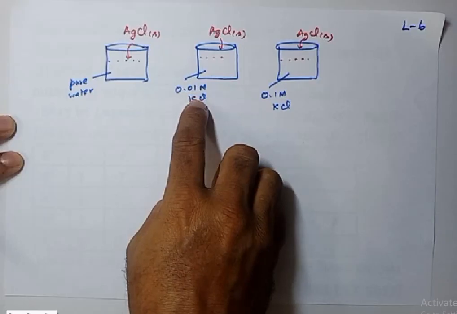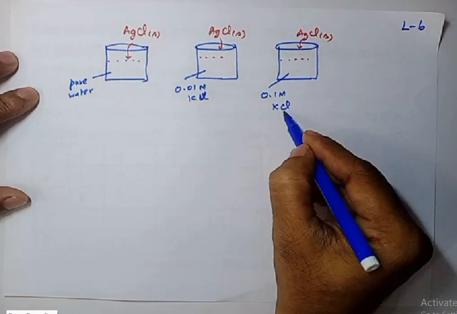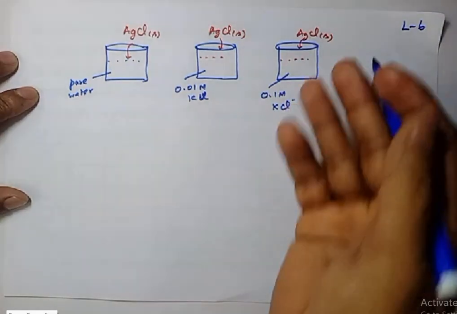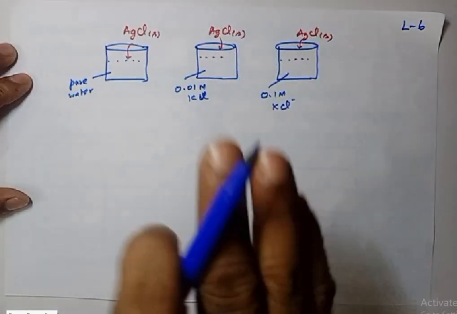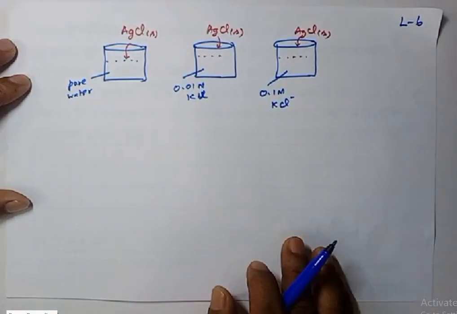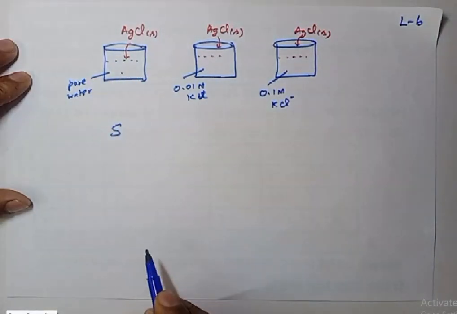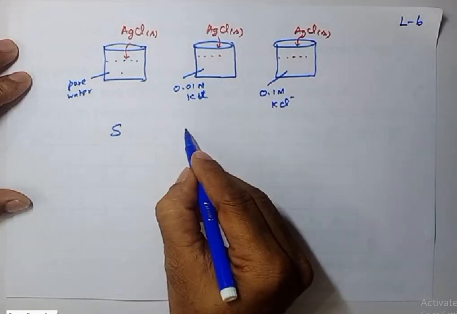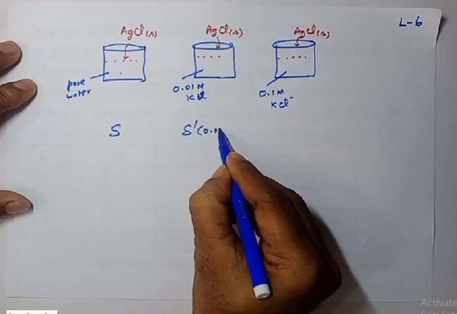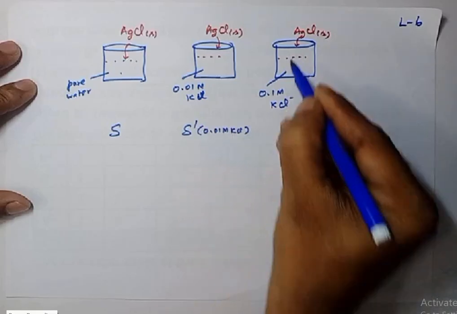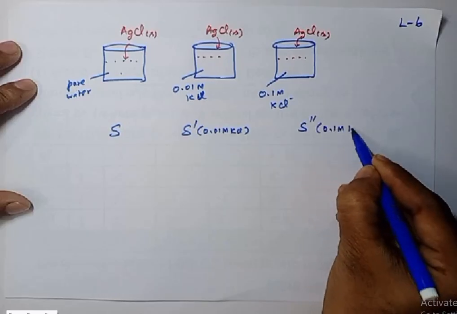have 0.1 molar KCl which contains chloride ion, which is a common ion. In the presence of a common ion, solubility gets suppressed, solubility gets reduced. Okay, the last class I told you. So, solubility in pure water, let me take it as S. Solubility in 0.01 molar KCl, let me take it as S prime. This is solubility in 0.1 molar KCl.